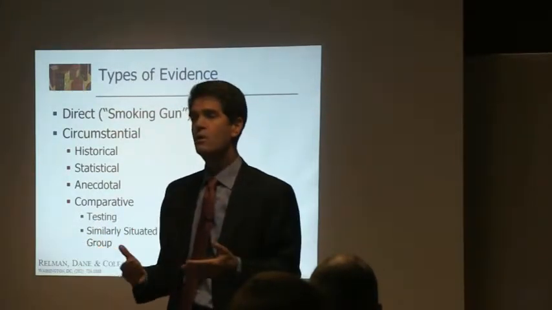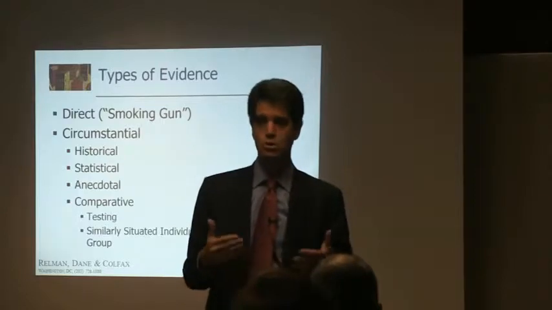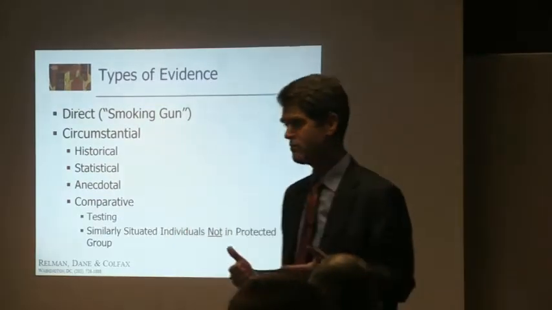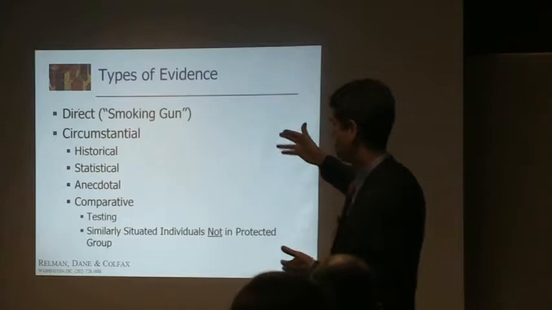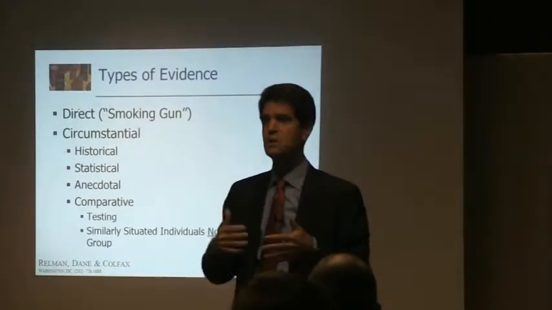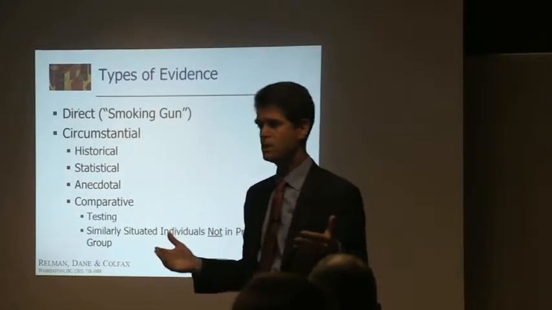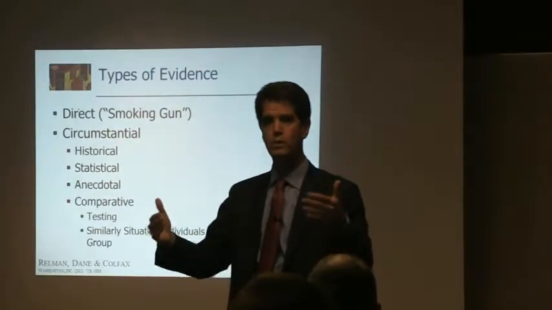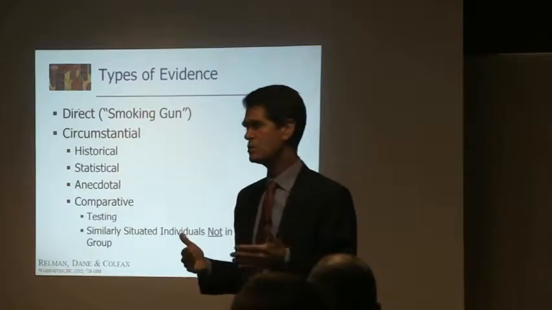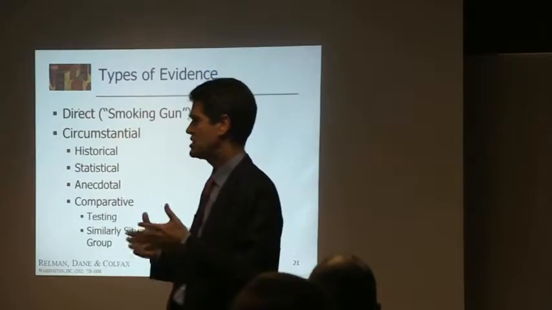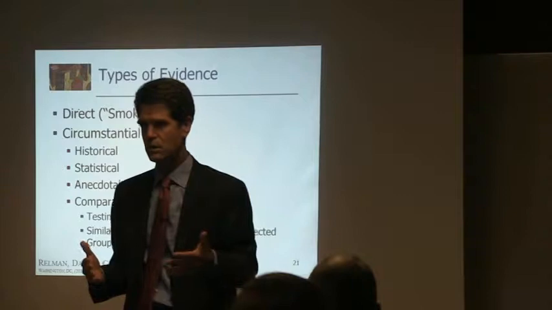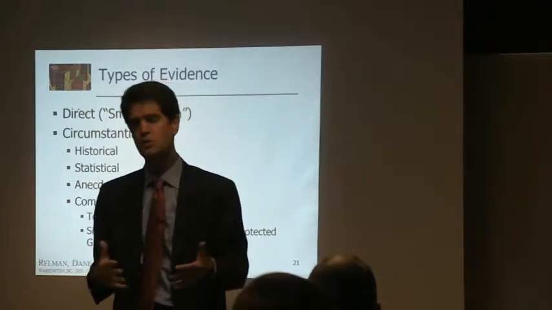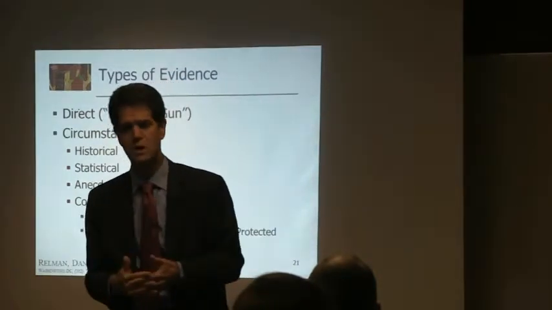but most of the time, you start off in a case with evidence that is the second category, which is circumstantial evidence. Now, there's a lot of case law in the discrimination area that says you can use circumstantial evidence to infer intent. You don't have to have a smoking gun, because the notion is that discrimination is not something that is always obvious. People don't always talk about it, right? So you have to build your case usually through circumstantial evidence.